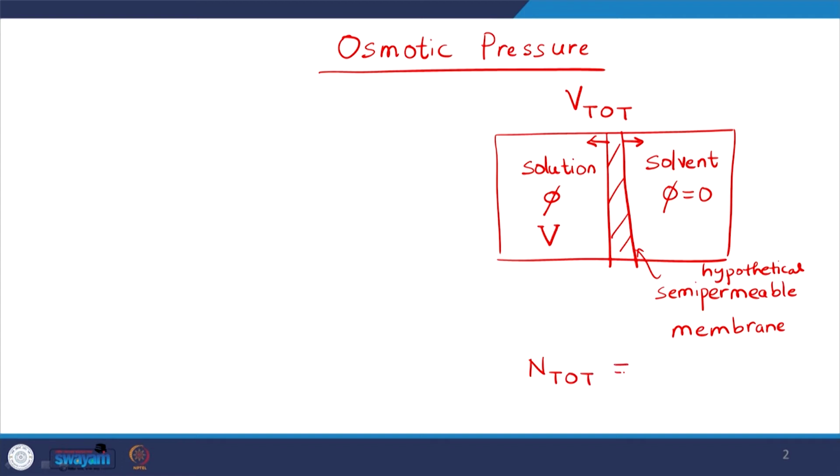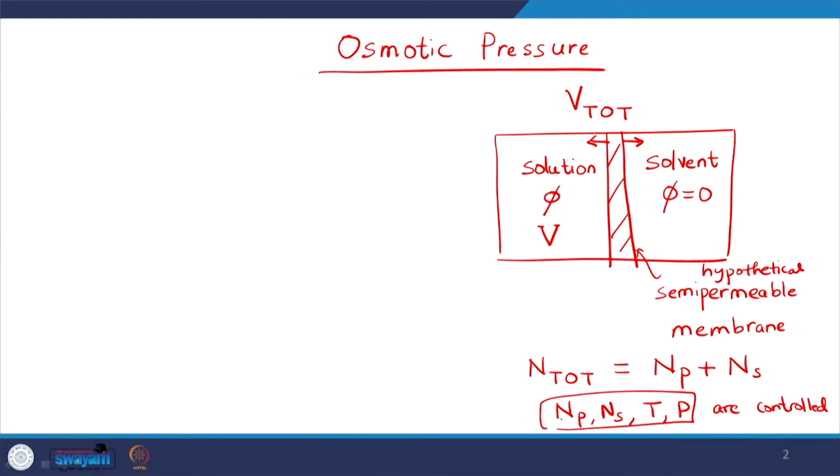N tot molecules, which is Np plus Ns, and just like what we have been doing, we are working for the situation where Np, Ns, temperature and pressure are controlled, and therefore we are interested in the Gibbs free energy for this particular system, and that is how we have been developing the idea of Helmholtz free energy density and all that. We always start from the Gibbs free energy, because when we have these constant, the applicable energy function is the Gibbs free energy.